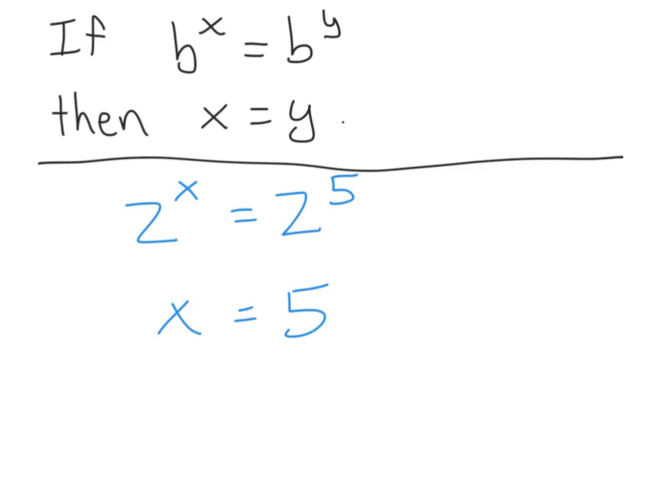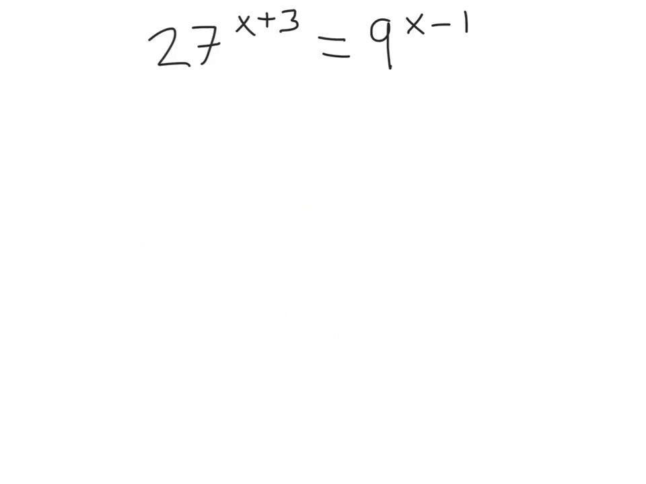The first type of exponential equation is going to use this principle here, that if b to the x equals b to the y, that means x equals y. So basically, if you have the same bases and they're equal to each other with some powers, those powers have to be equal. A very simple example would be, if 2 to the x equals 2 to the fifth, that must mean that x equals 5.